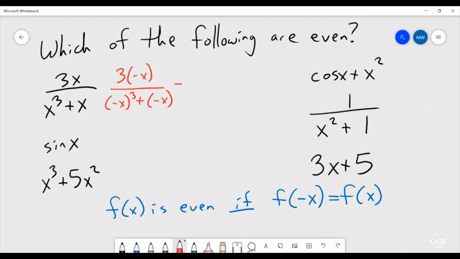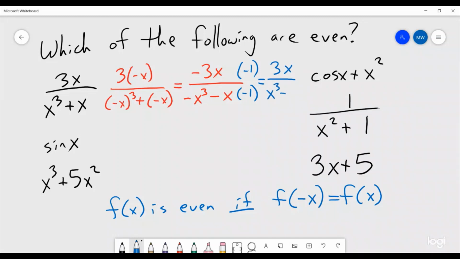So if we were to simplify that, the top becomes negative 3x, and then the bottom, negative x cubed, and then we have a minus x. Well, we have a whole bunch of negatives, so we could multiply the top and bottom by a negative 1, and that's going to give us 3x on the top and x cubed plus x on the bottom. Well, that's the same thing that we started with, so this one is going to be even.